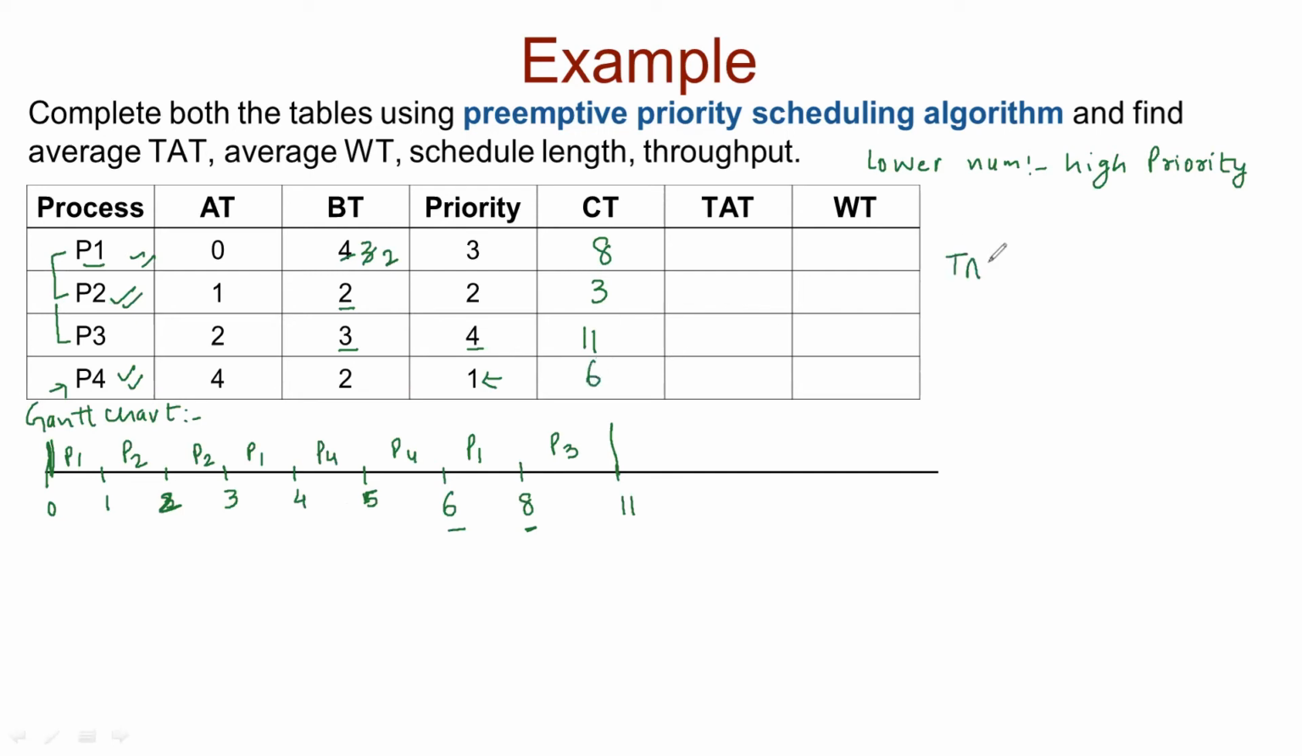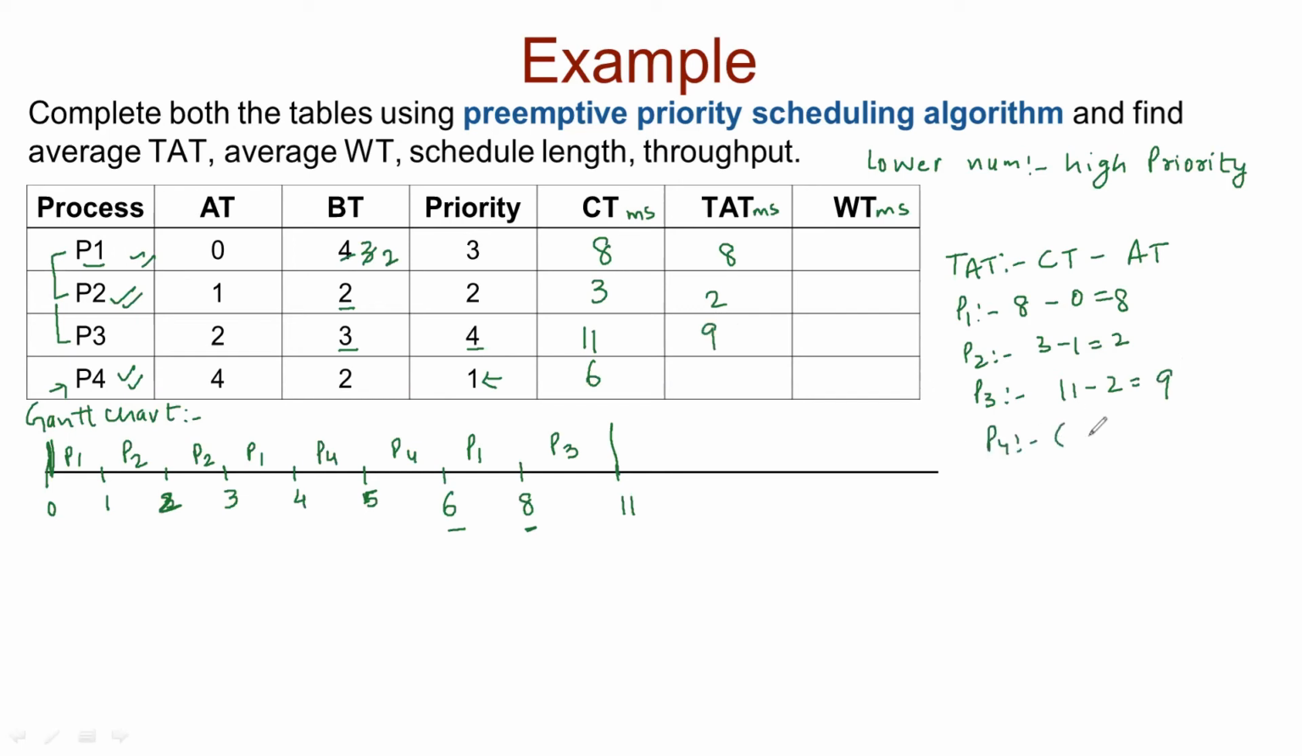Now, turnaround time is completion time minus arrival time. So we will find out this. For P1, it is 8 minus 0, which is 8. These are all in milliseconds, okay? For P2, it is 3 minus 1, which is 2. For P3, it is 11 minus 2, 9. For P4, it is 6 minus 4, which is 2.